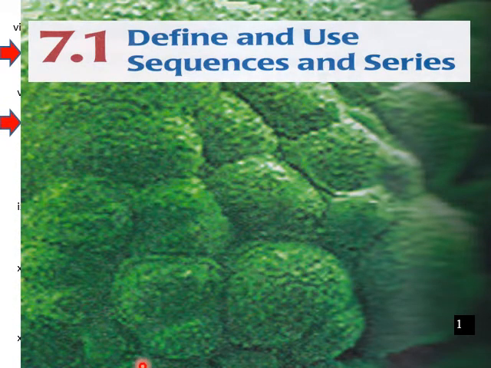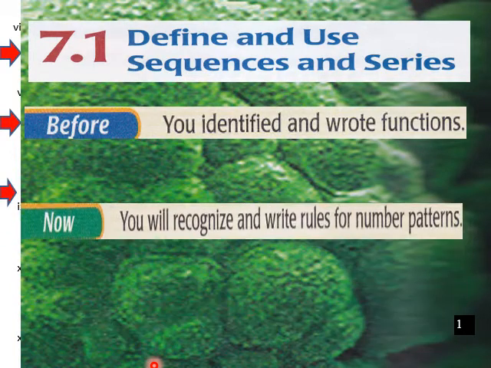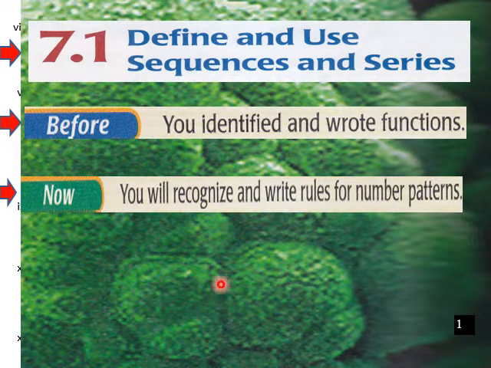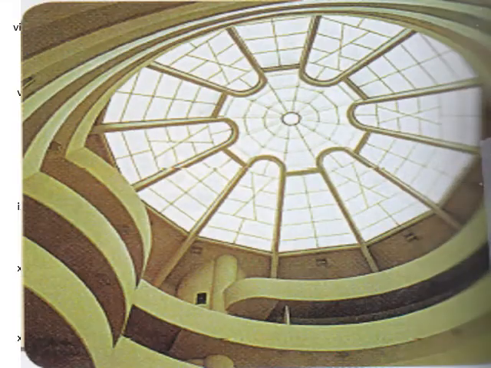Okay everybody, classroom students and homeschool students. Define and use sequences and series. You identified and wrote functions. You've done that. You will recognize and write rules for number patterns. Why? So you can find angle measures, as an example of 63. And also for calculus, you use series too. So be prepared for that.